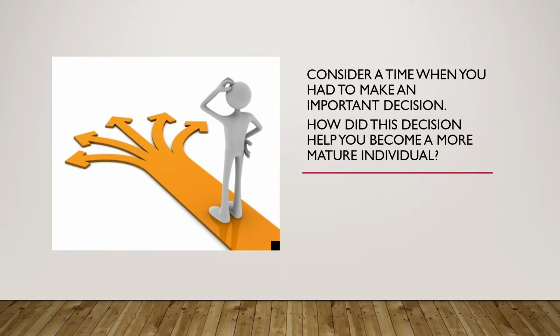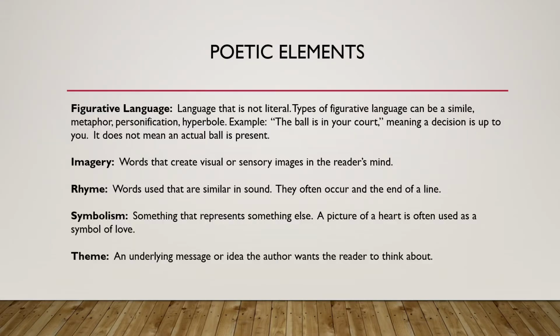But first, we will participate in a poetry review that will remind us of some of the poetic elements we will encounter when reading the poems and when you're writing your own poem. So let's see. I know you've had all of this before, so it's just a quick review. Figurative language is first up. It is language that is not literal. We're using fancier ways of phrasing something when we mean a certain thing. For example, the ball is in your court, meaning a decision is up to you. It does not mean an actual ball is present.